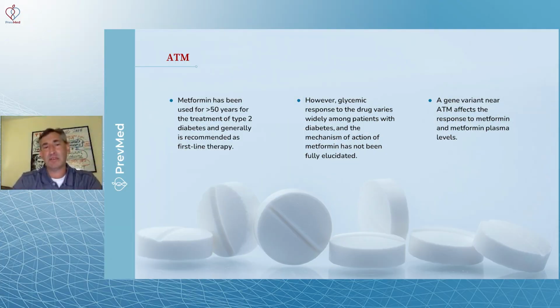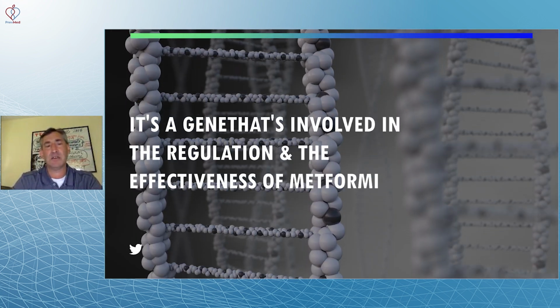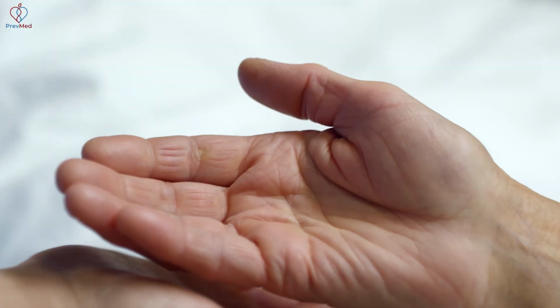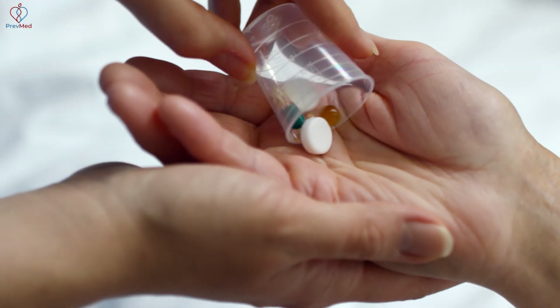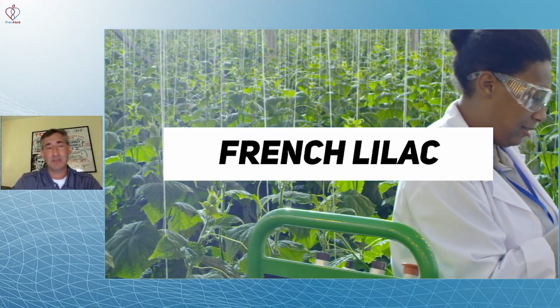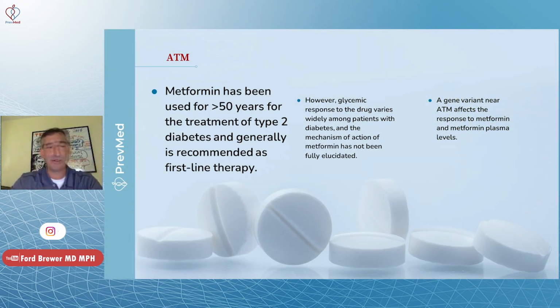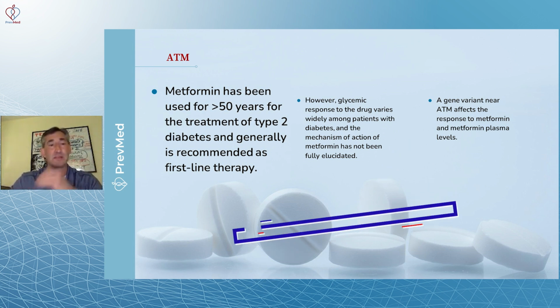So what ATM is, it's a gene that's involved in the regulation and the effectiveness of metformin. Metformin is a drug that's been around for more than 50 years as an official drug. However, it's a derivative of the French lilac. So this was a nutraceutical or a plant-based therapeutic back to the Middle Ages that helped people regulate their sugar before they realized that they needed to have regulation. So it's a drug that's been used for a long time. It is quite frequently the first line of therapy for those with a type 2 diabetes diagnosis. So it's almost always the first thing that we try.